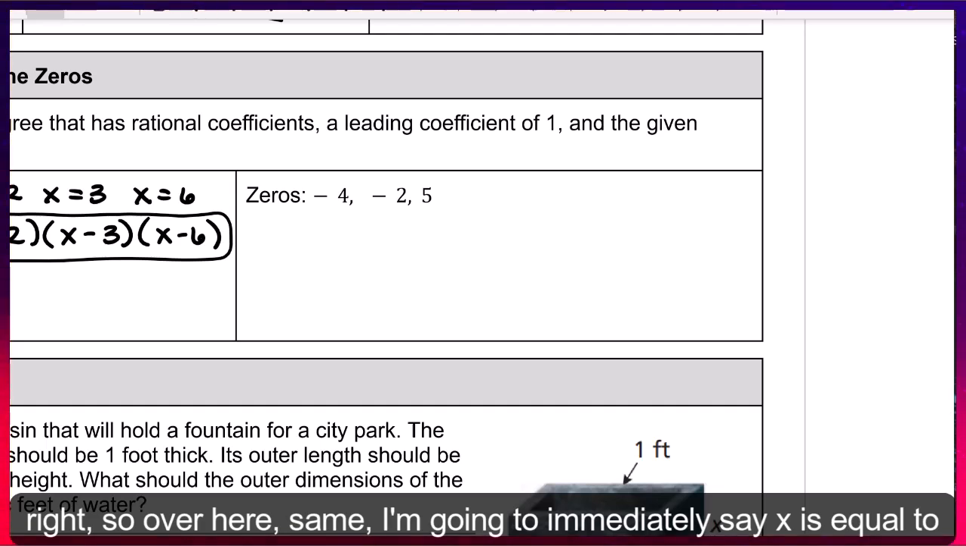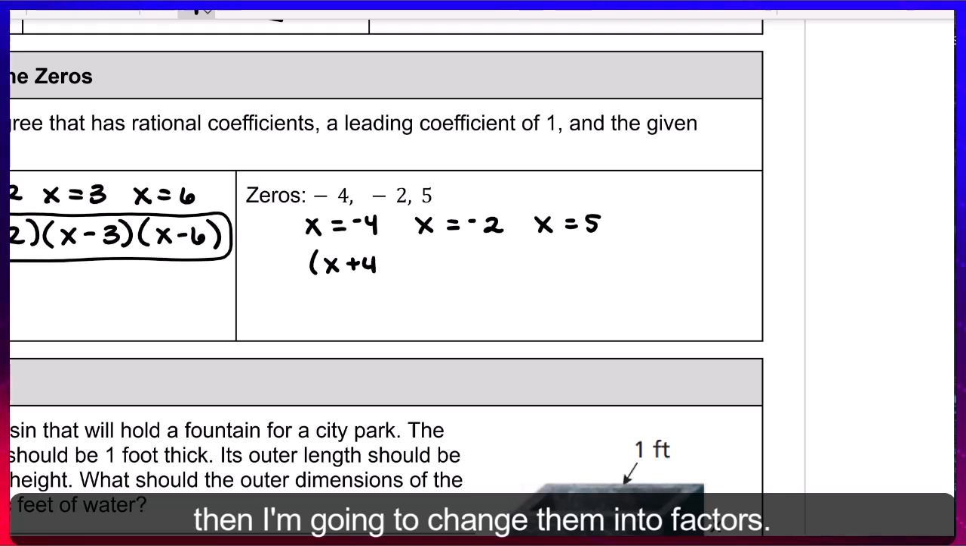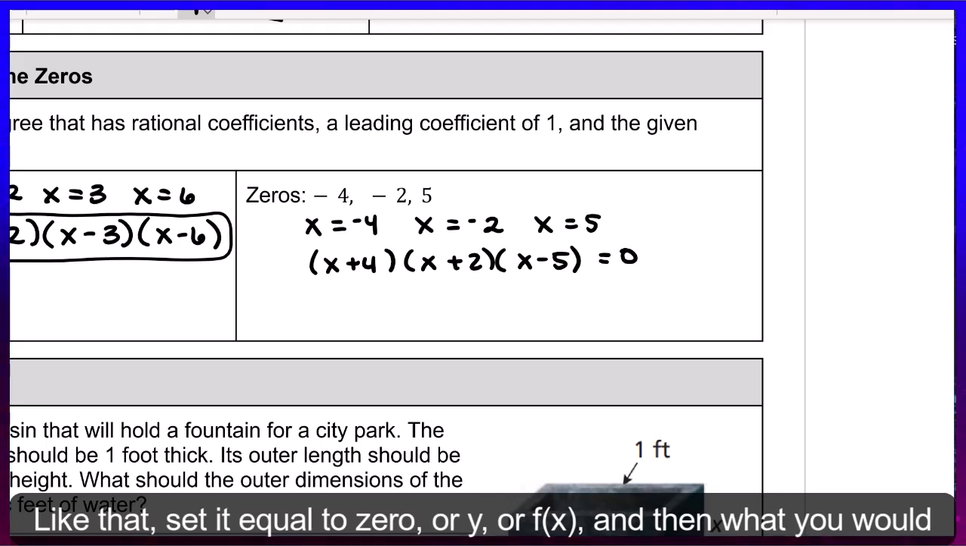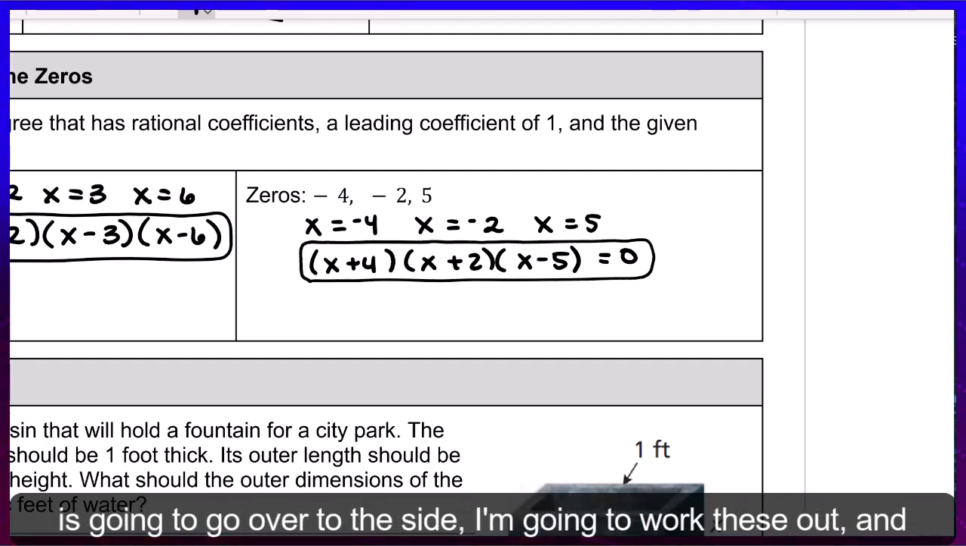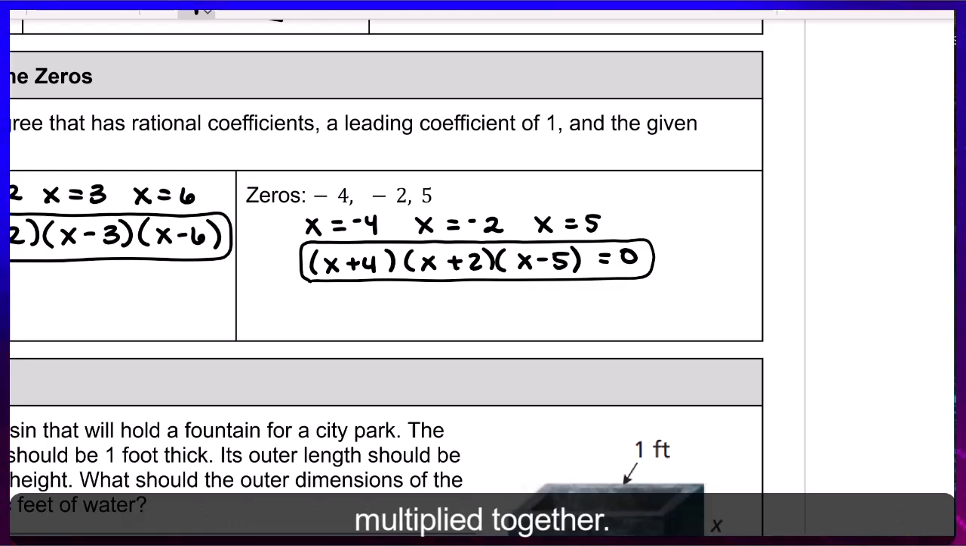All right, so over here, same. I'm going to immediately say x is equal to -4, x equals -2, and x is equal to 5. And then I'm going to change them into factors, like that. Set it equal to 0, or y, or f of x. And then what you would do is multiply these all together. So I'm going to go over to the side and work these out. And then I'm going to write down what I would get if they are properly multiplied together.